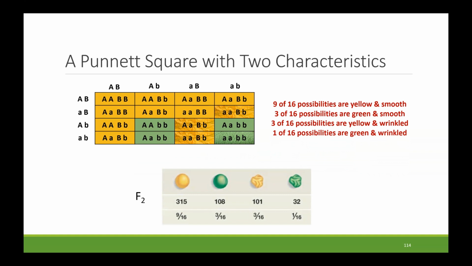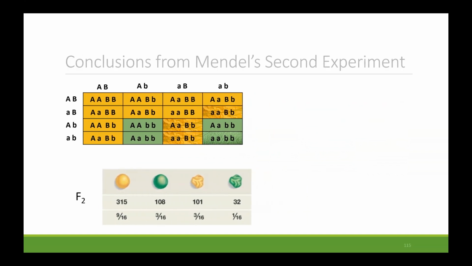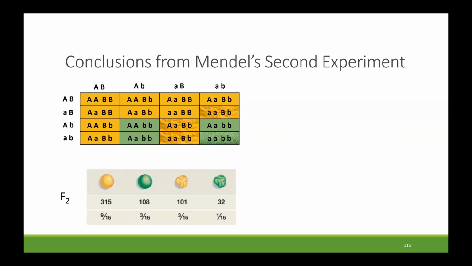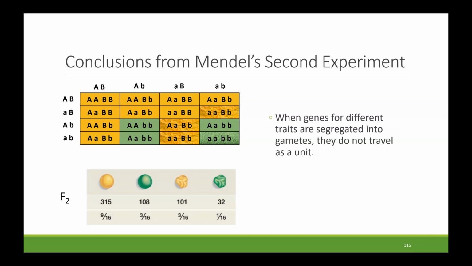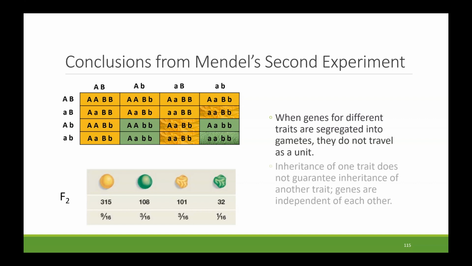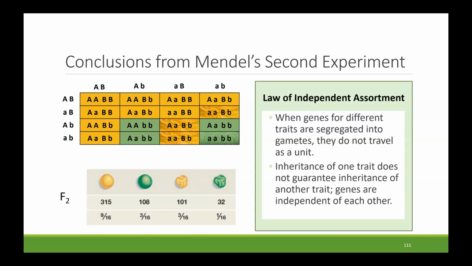And these are the experiments that gave him the support for his explanation about how chromosomes sort, which is what we now know as the law of independent assortment. Genes for separate traits do not travel as a unit, and inheriting one trait does not guarantee the inheritance of another. They mix and match.